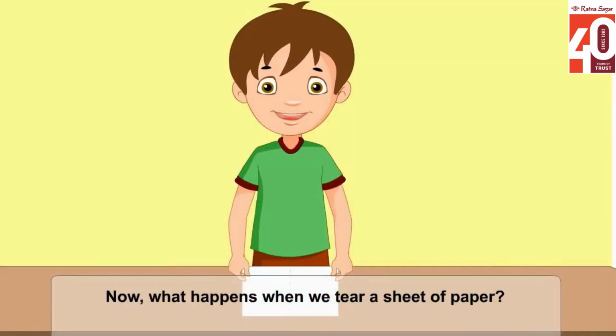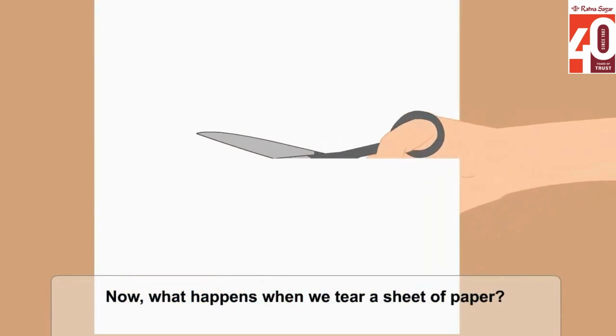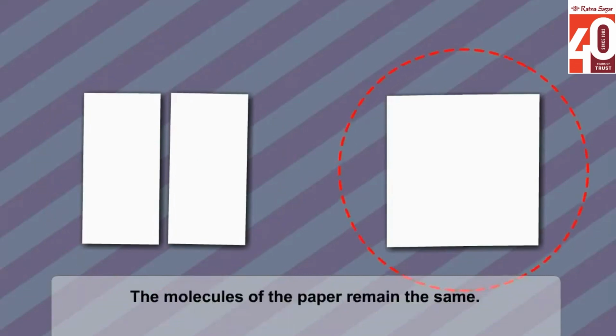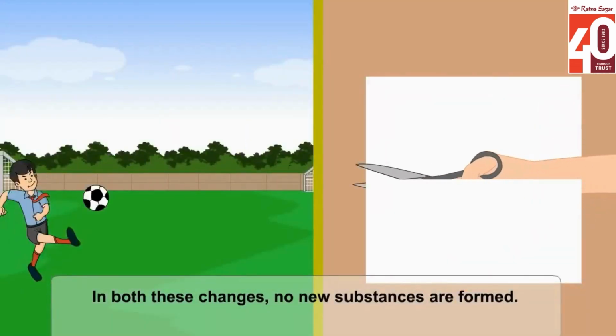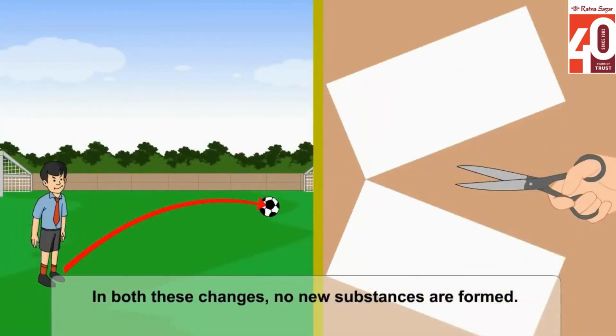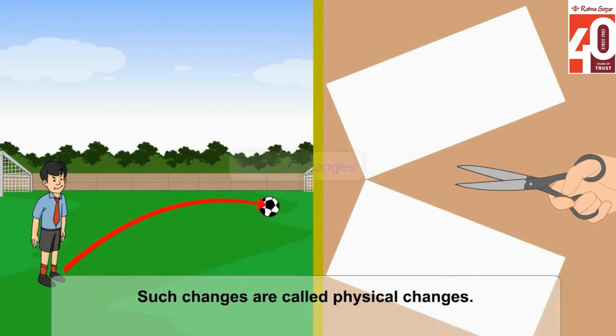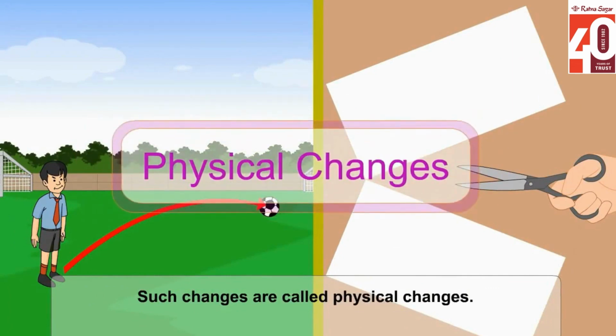Now, what happens when we tear a sheet of paper? The shape of the paper changes and it becomes smaller in size, but it still remains a paper. The molecules of the paper remain the same. In both these changes, no new substances are formed. The molecules of the substance remain exactly the same before and after the change. Such changes are called physical changes.